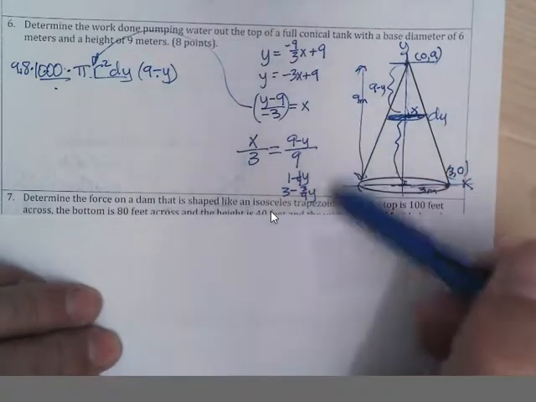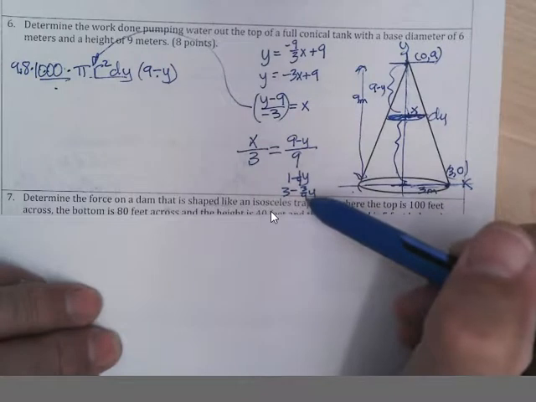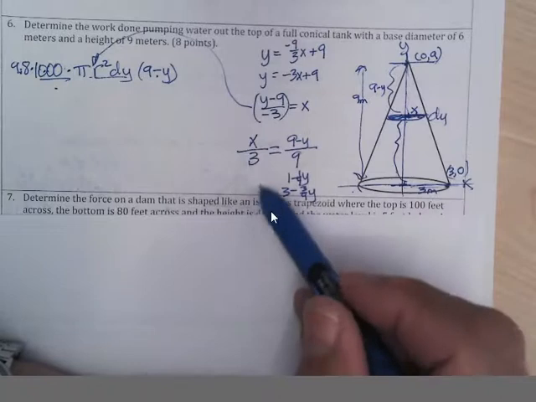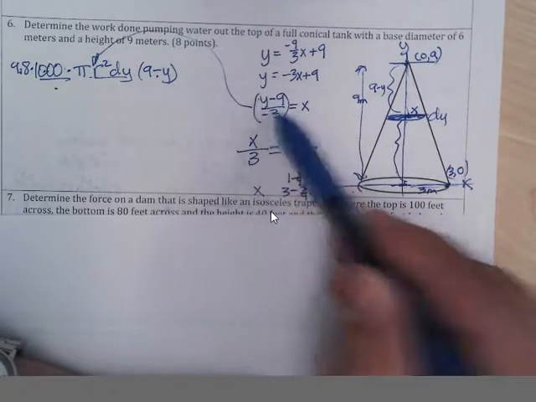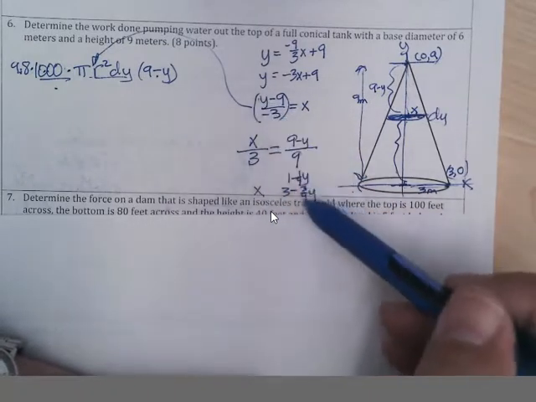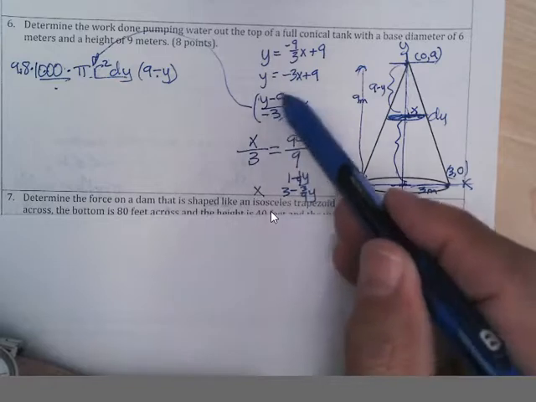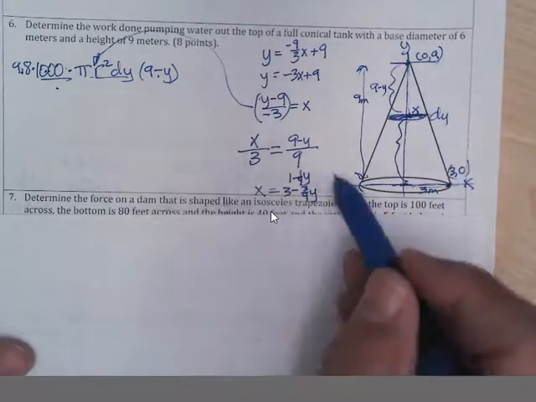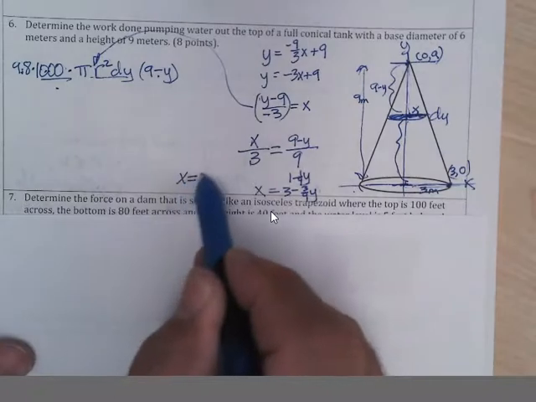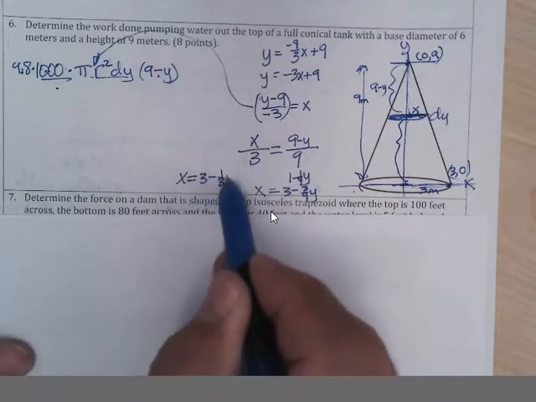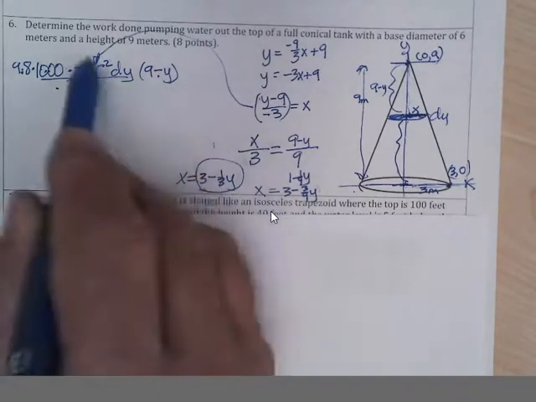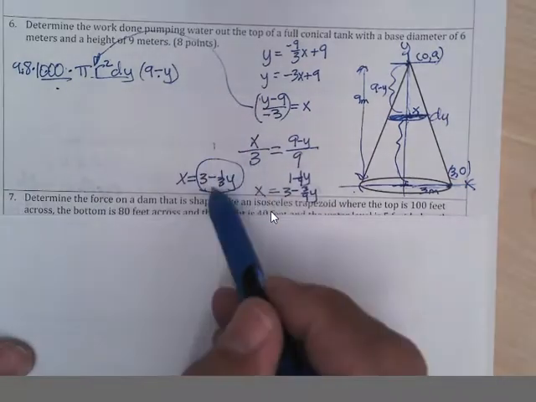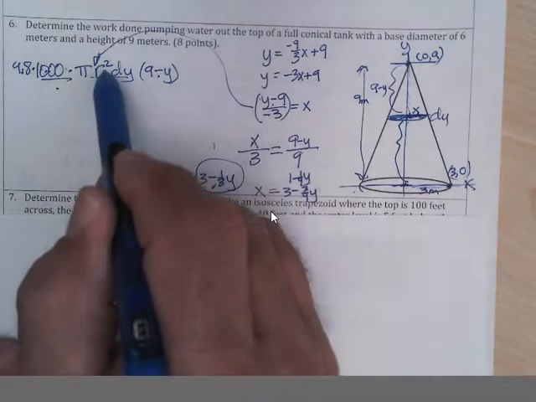So I get, what did I do wrong here? Oh, yes, that's minus 1/3 y, and this is plus 3. So x could also be 3 minus 1/3 y. I could divide the minus 3 into both of those, and that turns into this. And I can use either one of those.